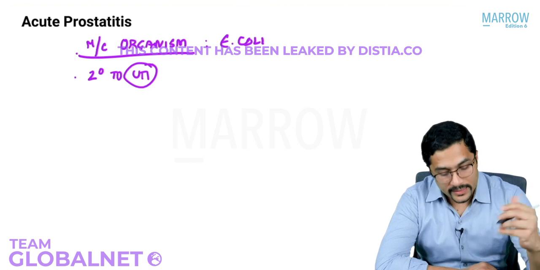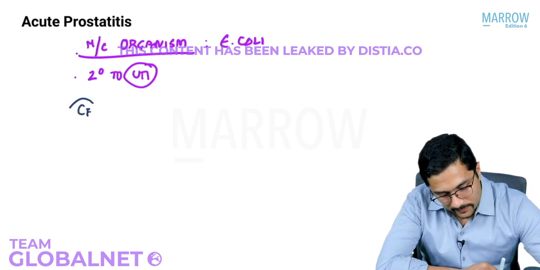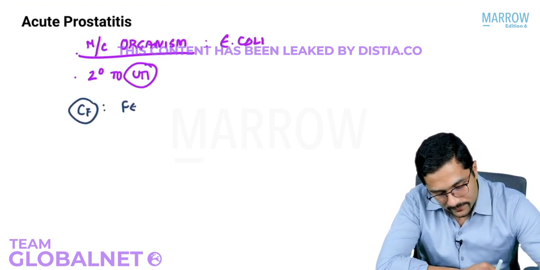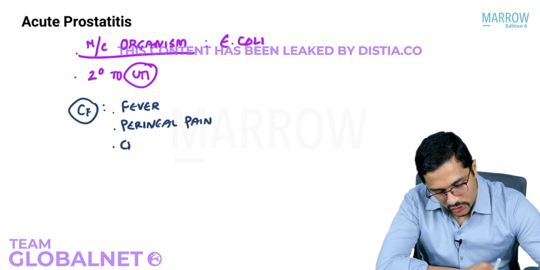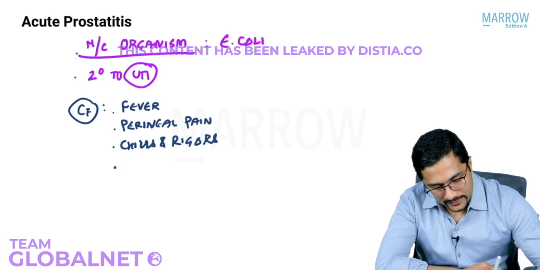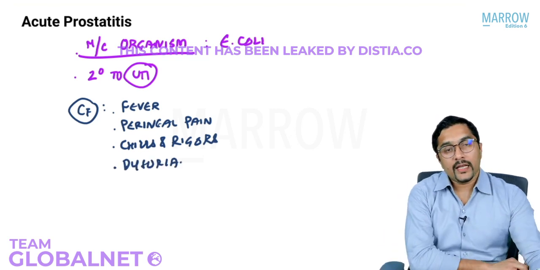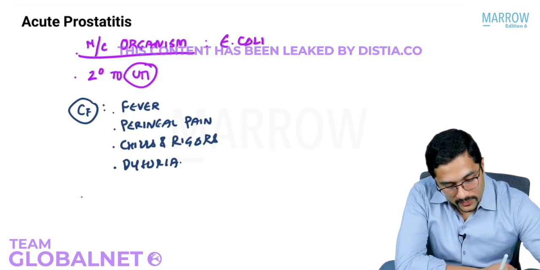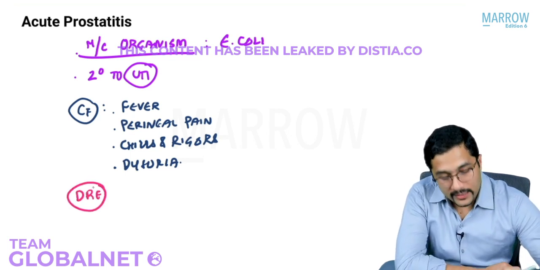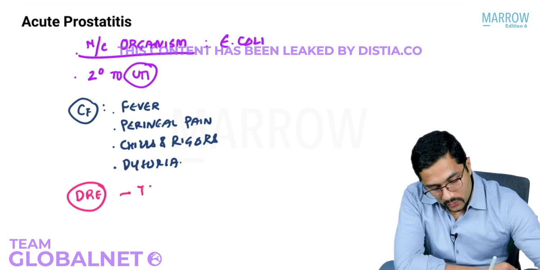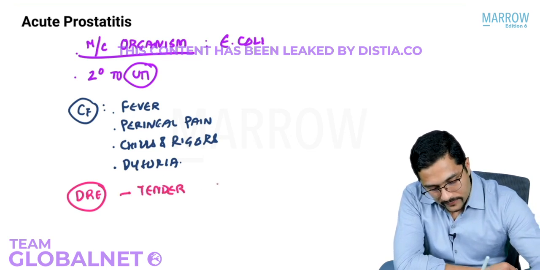How will the patient present with this? The clinical feature, the patient is going to have fever. There's going to be perineal pain. There can be chills and rigors as well. And there can be dysuria because it can be associated with a urinary tract infection. If you do a digital rectal examination, DRE is digital rectal examination, you will see a tender, boggy prostate.